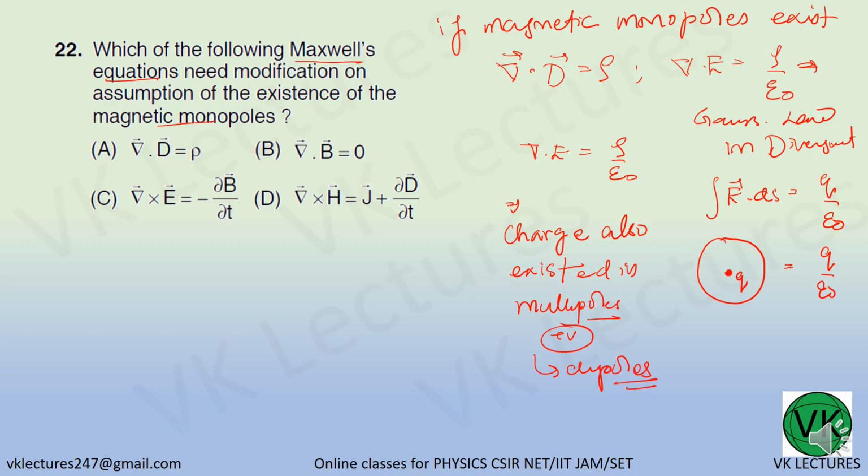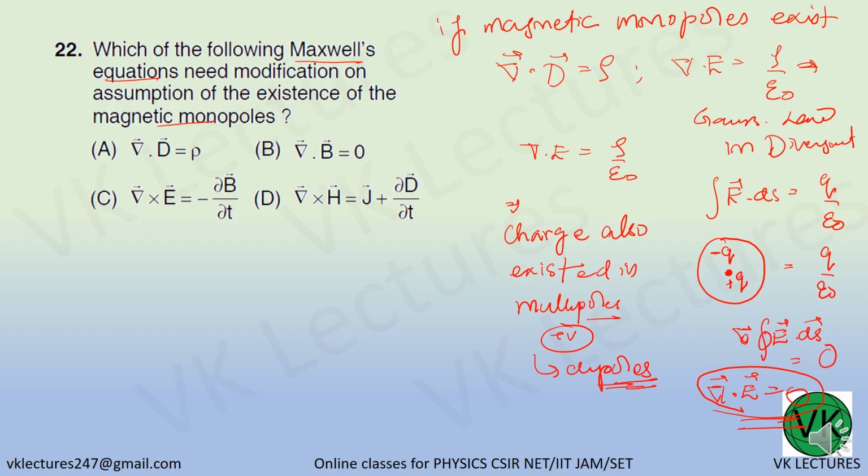Okay, if charge existed in dipoles, there would be plus charge and minus charge together, which means the closed integral of E bar dot ds bar will be equal to 0 because the net charge is 0, which implies that del dot E equals 0. That means if charges existed as dipoles, then your del dot E will be equal to 0.